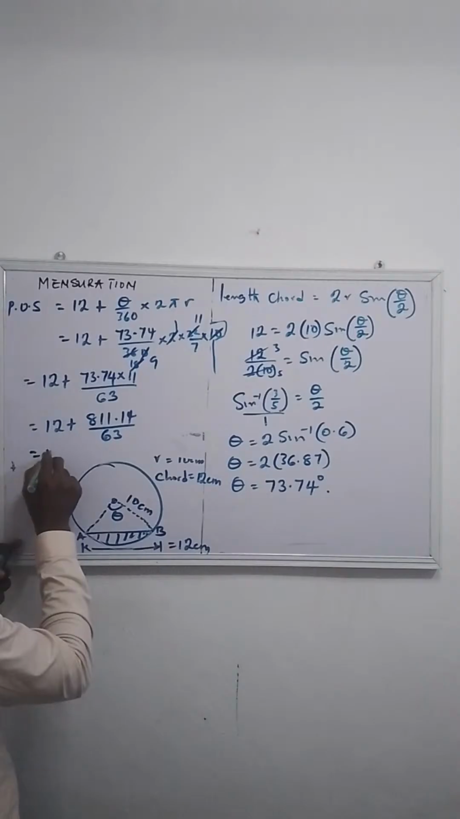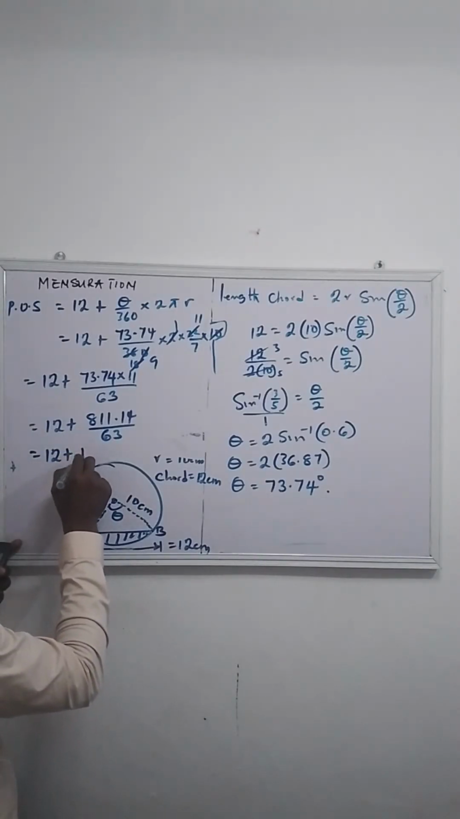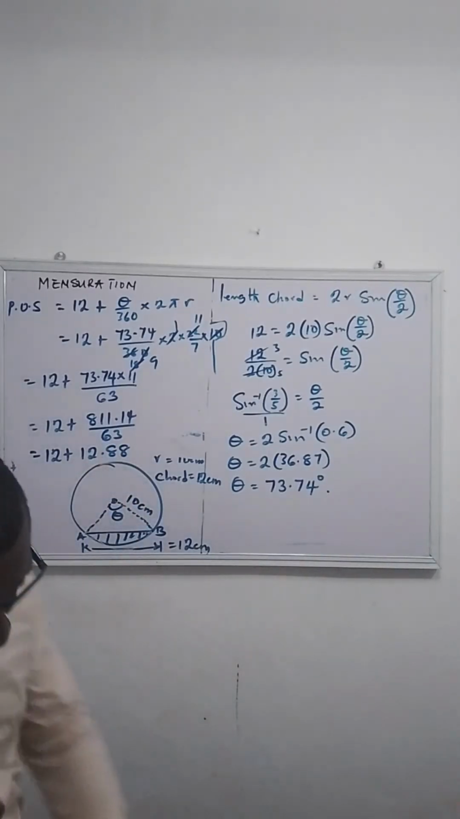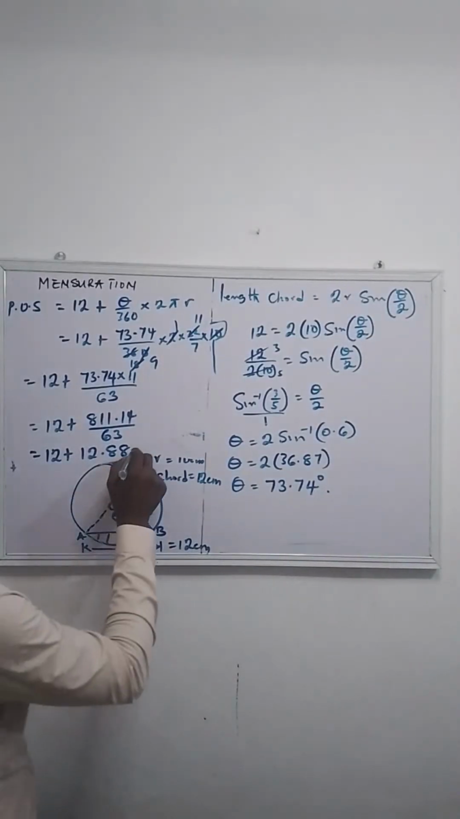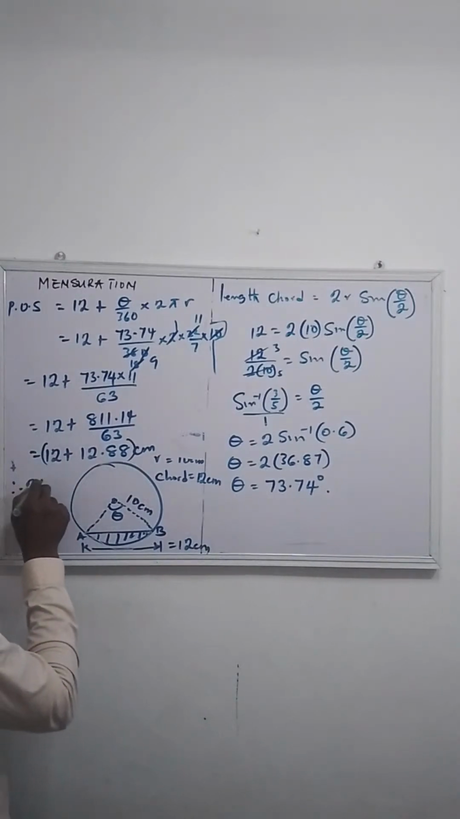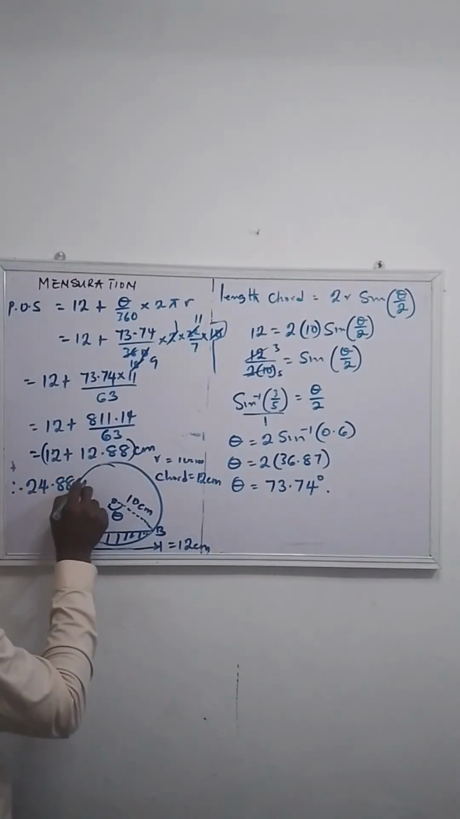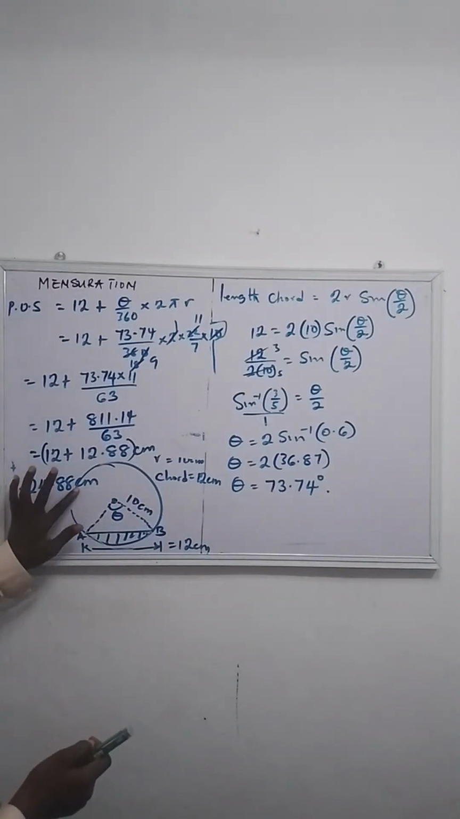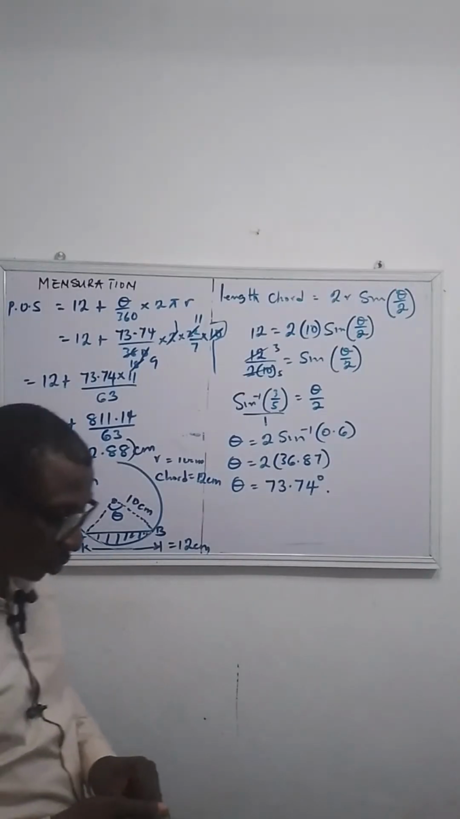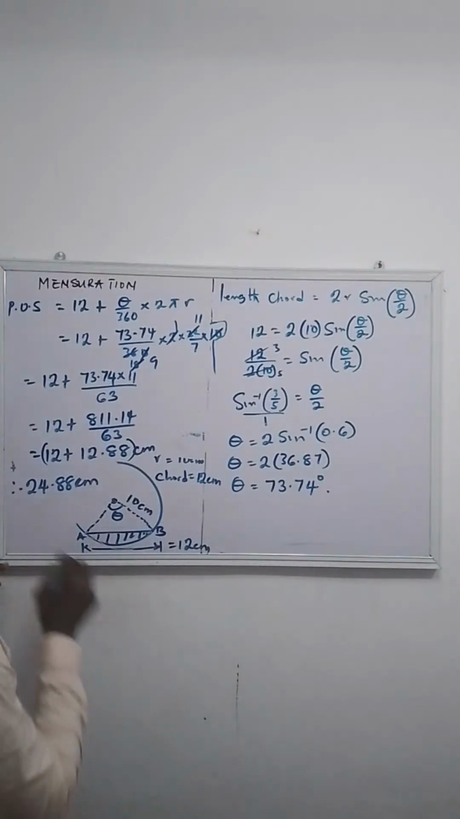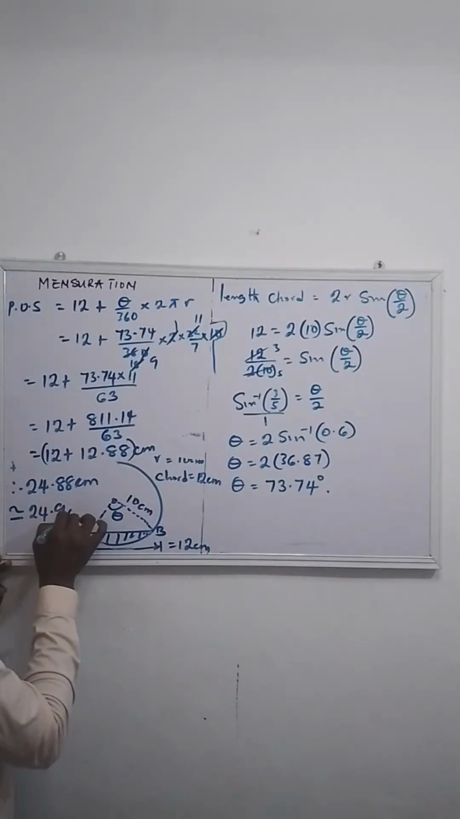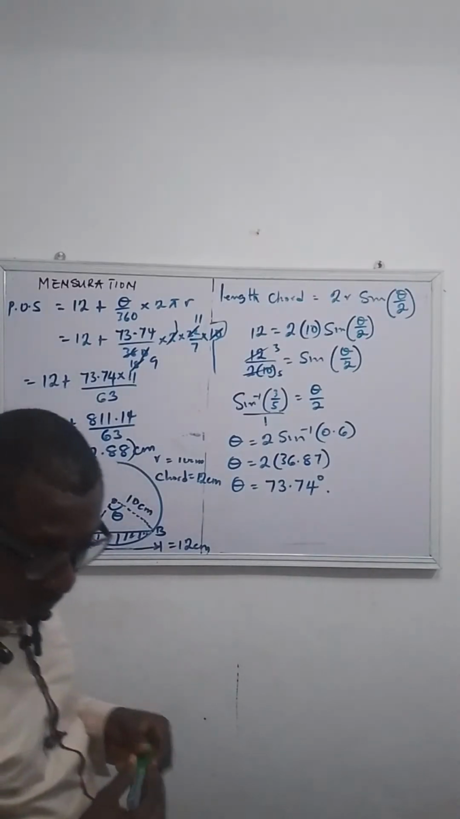So that means we now have 12 plus 12.88 in centimeters. So therefore, our final answer now is going to be 24.88 centimeters. Now the question wants us to express our answer in what? To the nearest tenth. So to the nearest tenth means to the nearest 1 dp. So the answer will be approximately 24.9 centimeters. So this is going to be the answer to the problem.